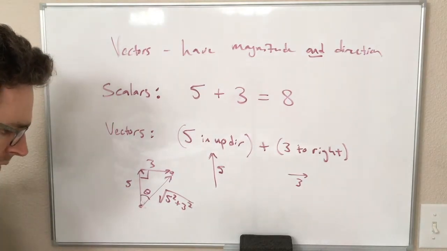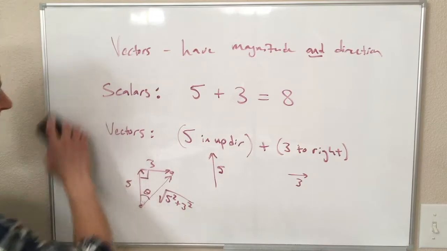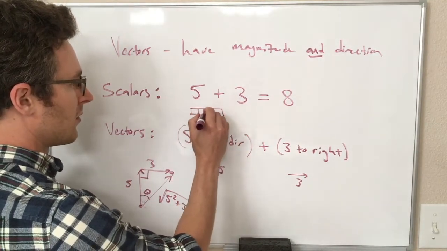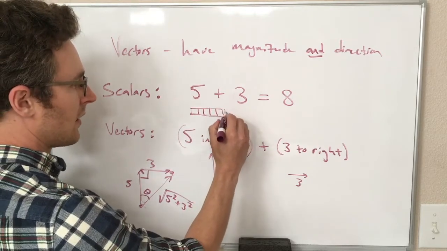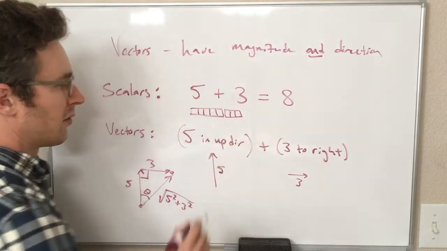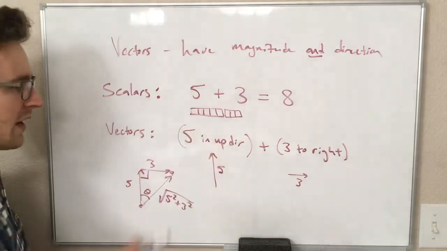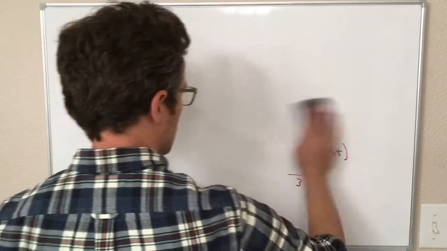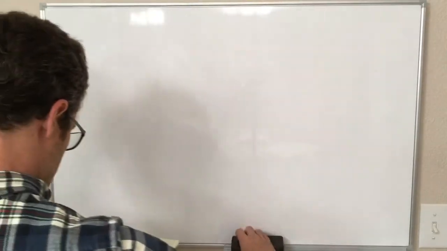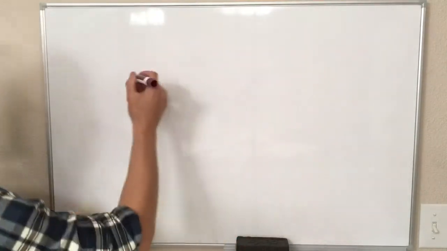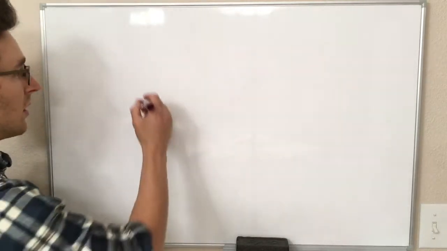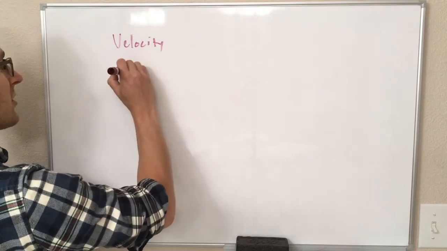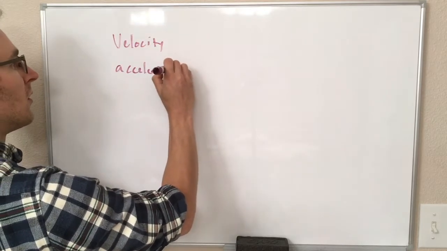Okay, so the picture for scalars is like we have 5 things and we add 3 things to them, and we end up with 8 things. Direction does not matter. Okay, so where does this matter in physics? We have a bunch of vectors. Velocity is one of them. Acceleration is the other.